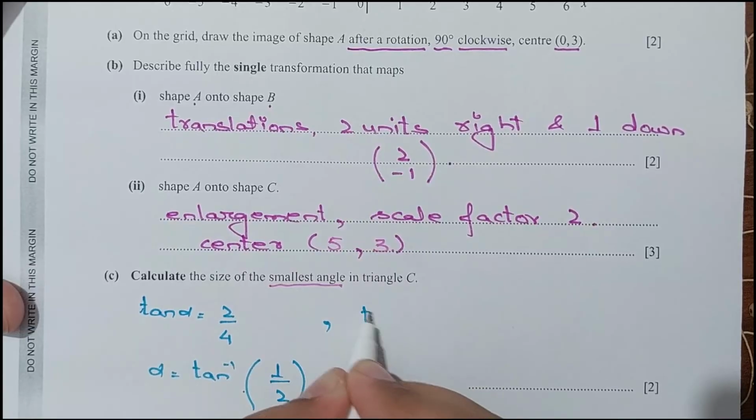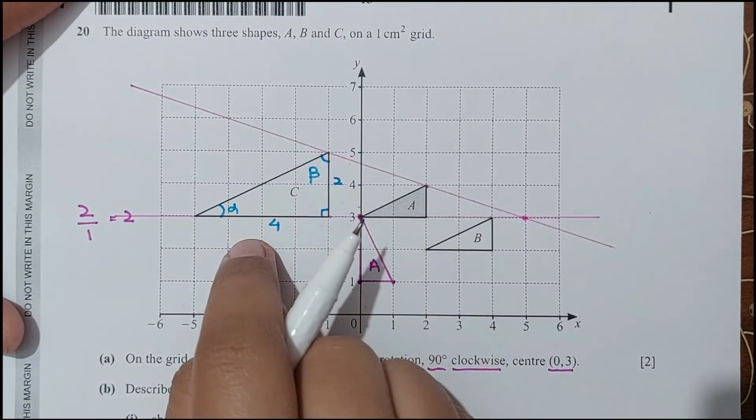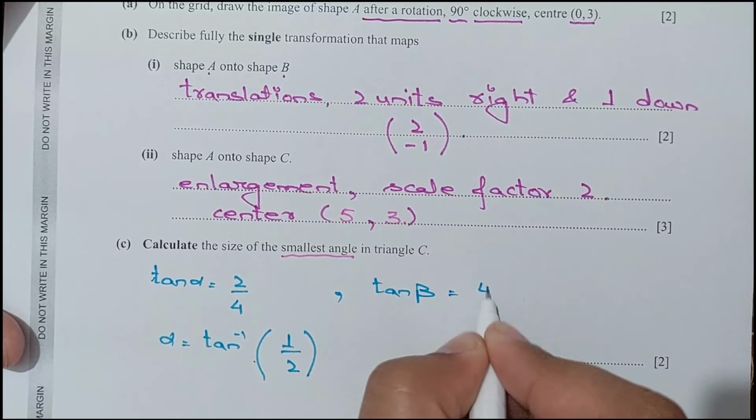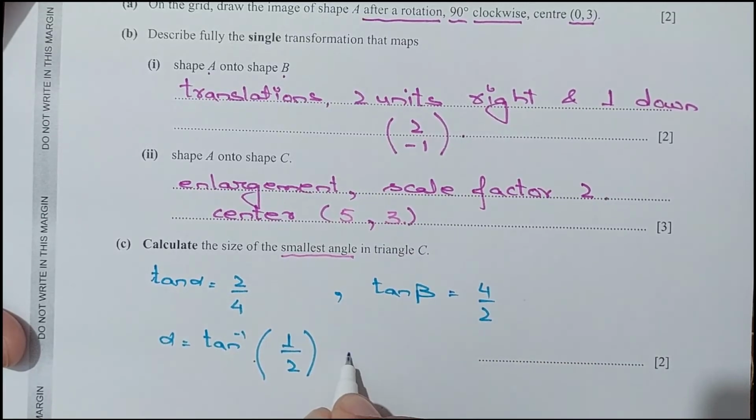The other angle is tangent of beta. Why are we taking tangent? Because this is the opposite and this is the adjacent. Now opposite over adjacent, 4/2. This is 4/2, which is equal to 2. So from here beta value is tangent inverse of 2.